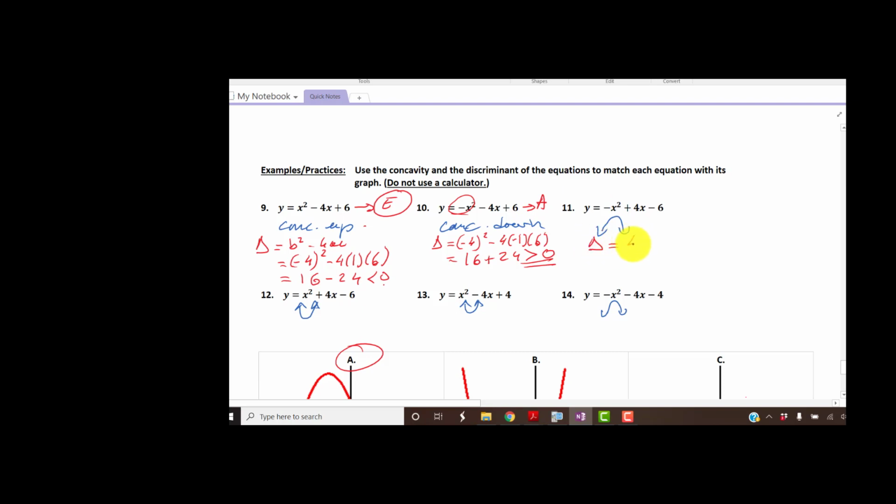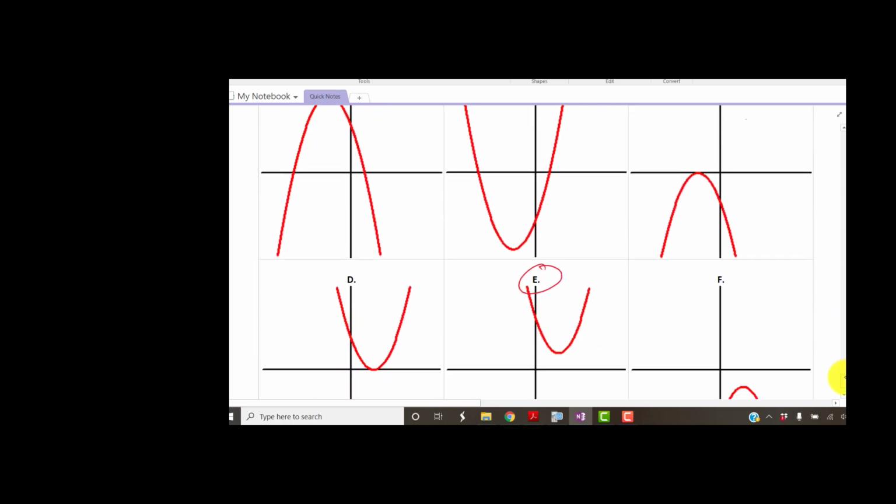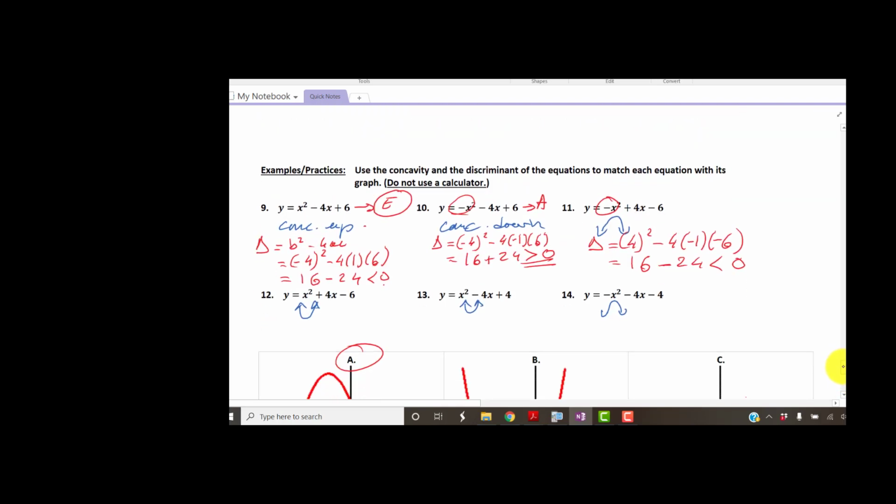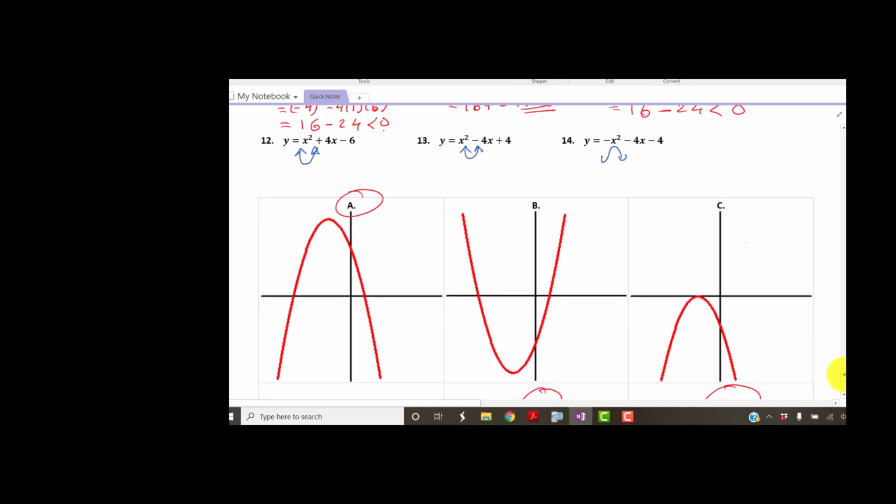Okay, what about this one? Delta is B squared, 4 squared minus 4 times A times C. Oh, be careful with all these negative signs. So this is 16. 1, 2, 3 negative signs, so it's going to be negative 24. That's a negative discriminant, negative delta. So concave down, no x-intercept. This one right here, F, concave down, no x-intercept. So 11 is F right here. Okay, so you see, I said A for the previous one, right? All right, let's finish the last three equations and we're done with this video.